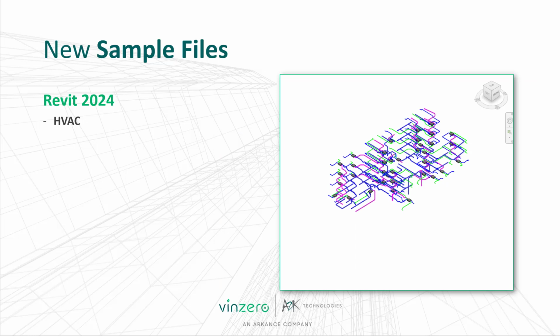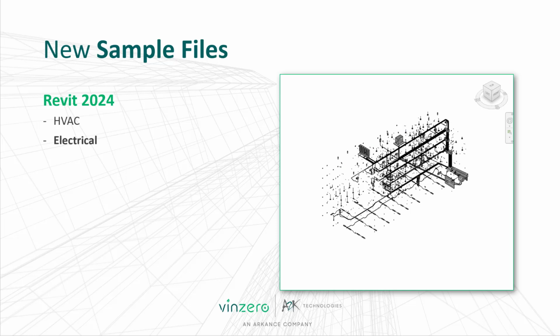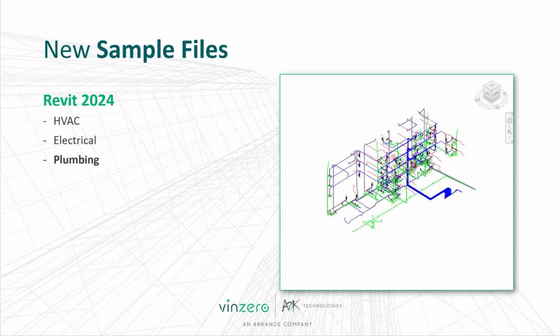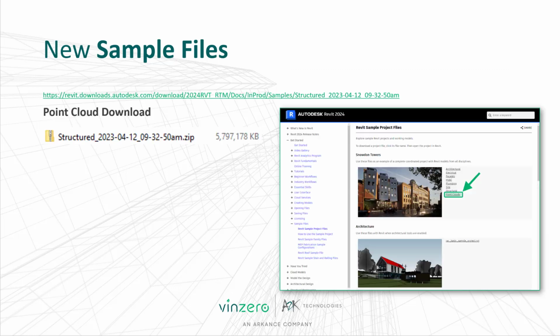There are new sample files for mechanical heating, cooling and ventilation, a full electrical model including lighting and power, and plumbing and drainage, however there is no wet fire sprinkler sample file yet. There are also additional sample models available from the Autodesk Revit 2024 website, such as the point cloud model, which is not part of the out-of-box install, and with a 5.7 GB file can be downloaded.